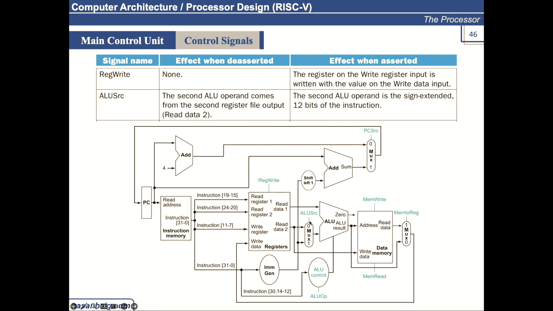This is a select signal for the mux. When this signal is 0, it means that it is forcing this input to appear at this output. Which means that the second input of the ALU will be coming from the register. When the ALU source signal is 1, then it will be coming from the 12-bit offset field, I mean the 32-bit extended data.